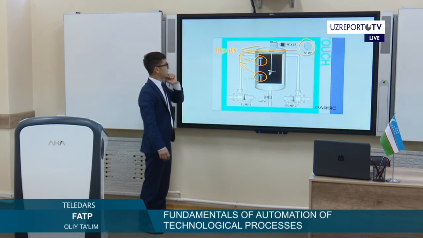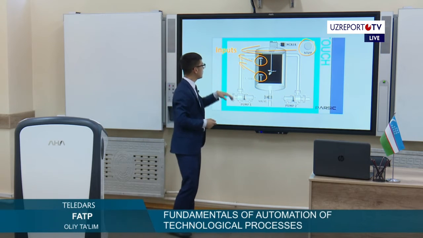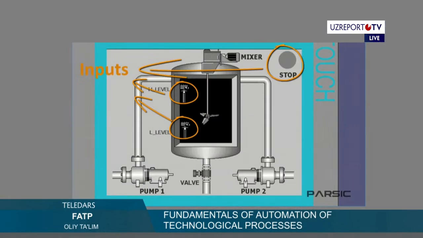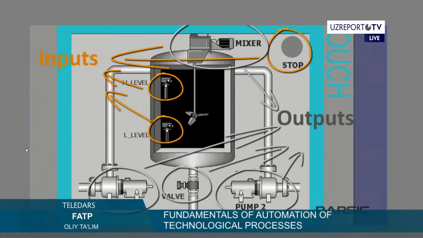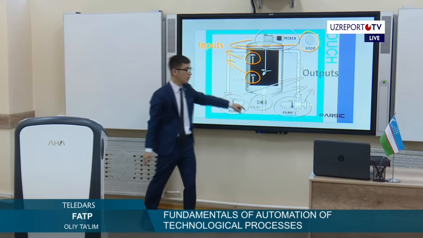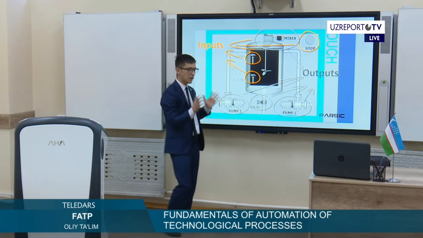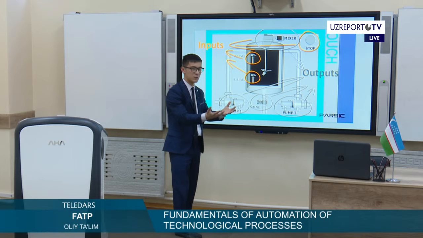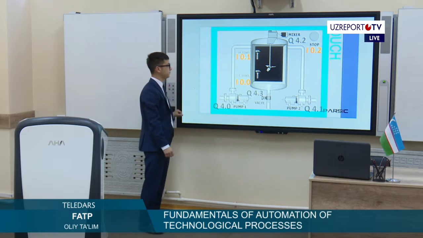Okay. In the algorithm I told you that we have two level sensors. They will be input, and a stop. It will be input the same, because the signals coming to the controller are the main thing which makes a decision of the controller. And as I told you, mixer, pump, second pump, valve, all of them are actuating machines. And they are the result of the signal of the controller, so they will be output.